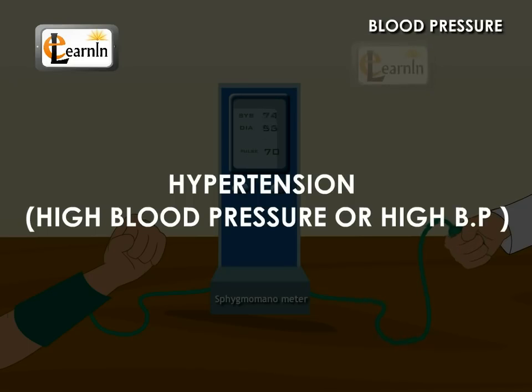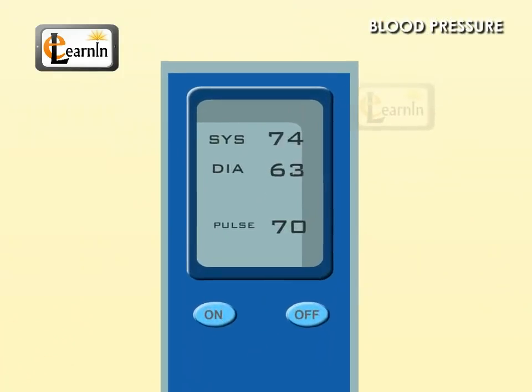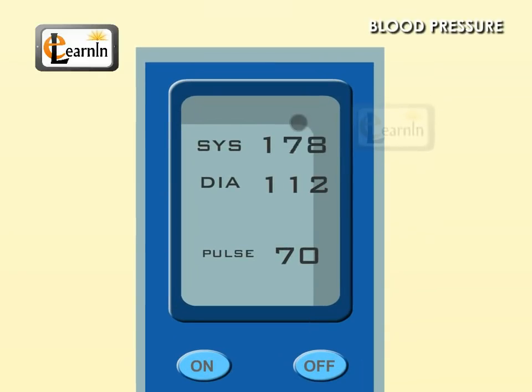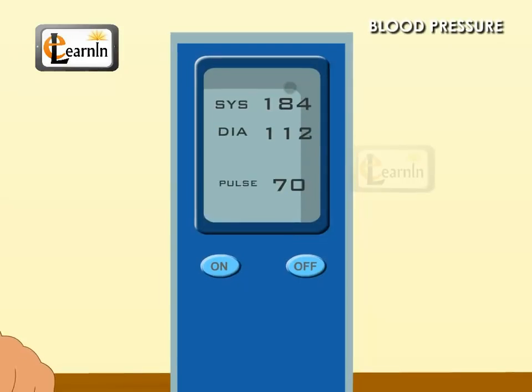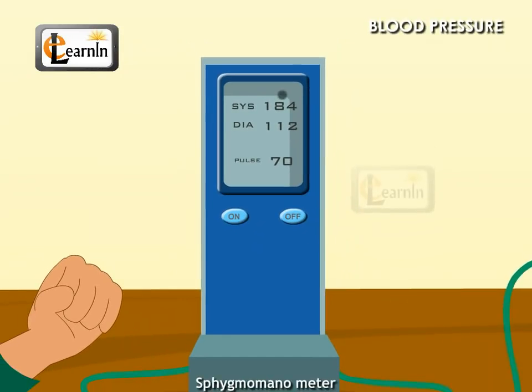Hypertension or high blood pressure. In some people, the blood pressure will be very high, more than the usual 120 by 80. Such a condition is called hypertension, usually called high BP.